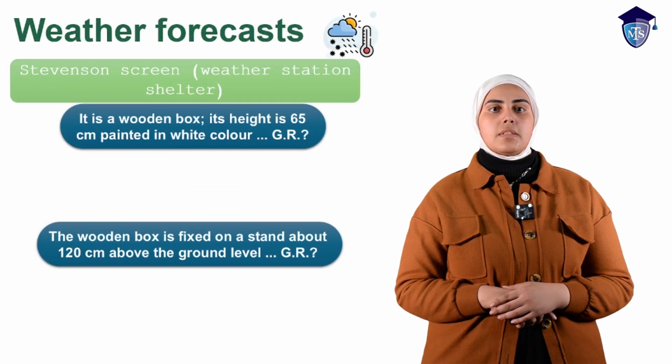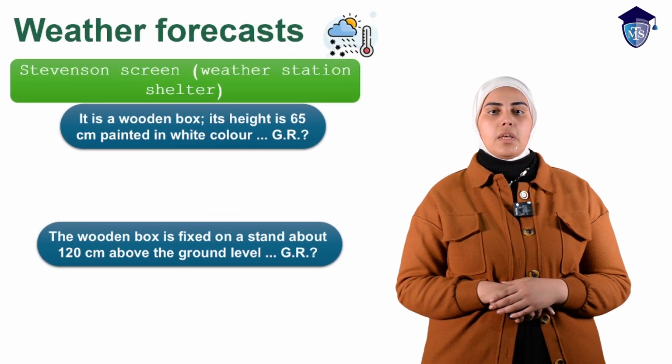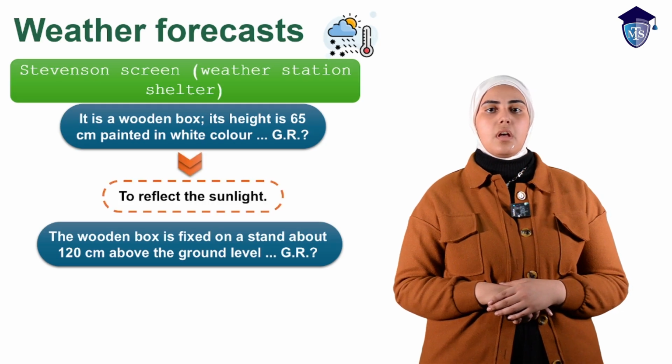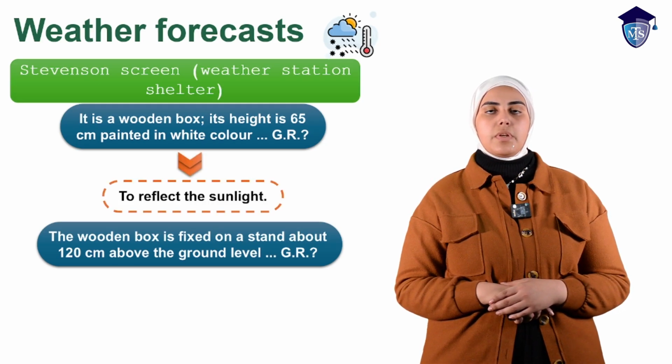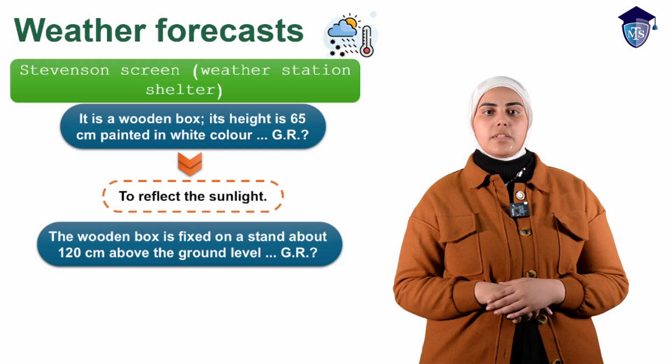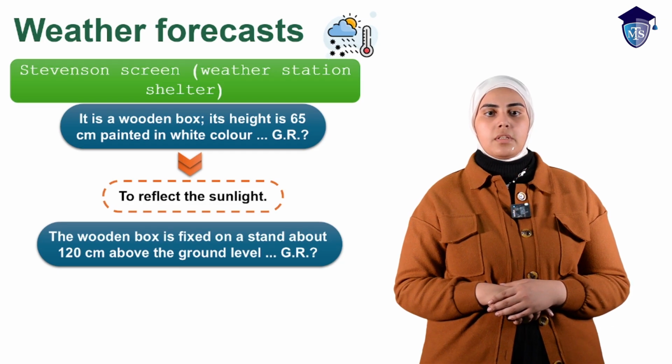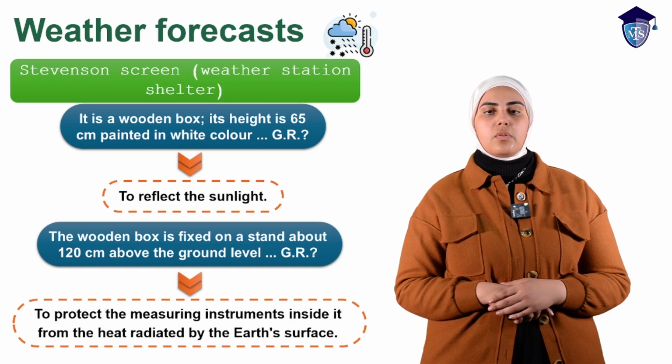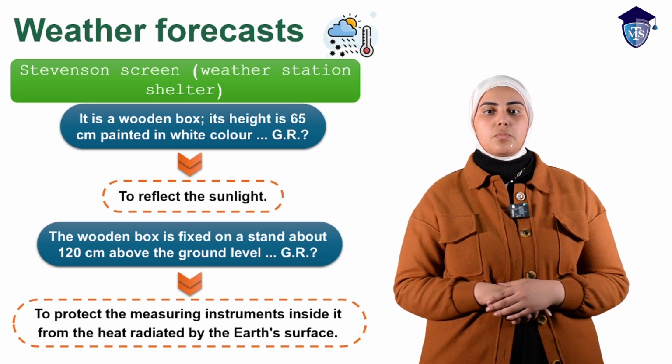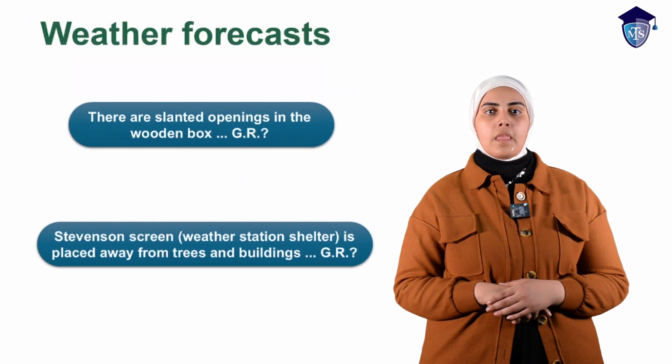We have Stevenson screen. It is a wooden box. Its height is 65 centimeters, painted in a white color, and this is to reflect the sunlight. This wooden box is fixed on a stand about 120 centimeters above the ground level, and this is to protect the measuring instruments inside it from the heat radiated by the Earth's surface.